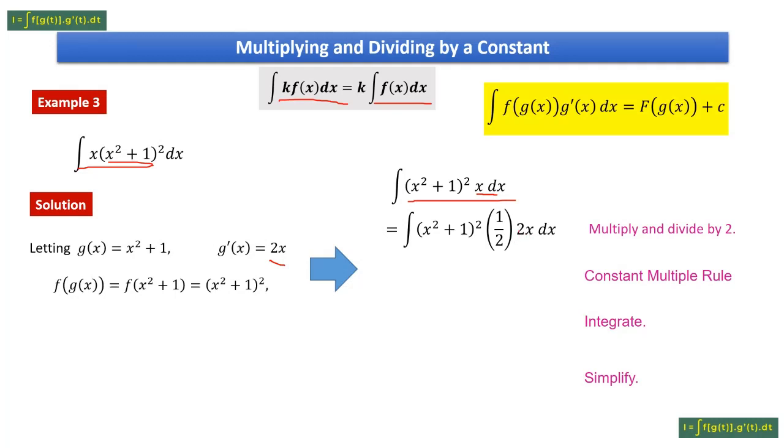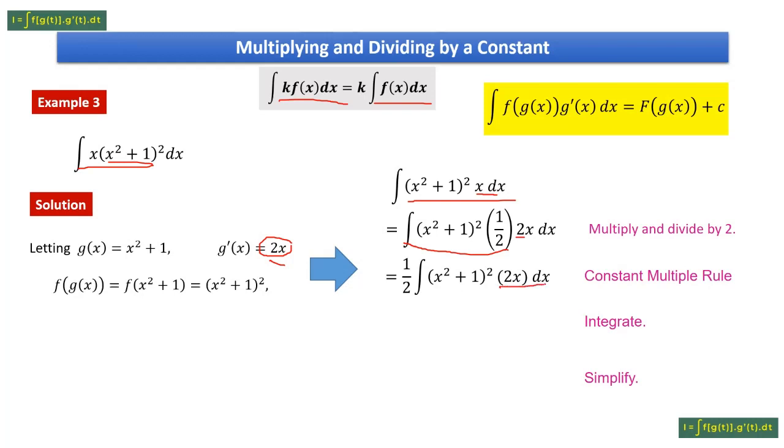So we introduce 2x here, and to balance it, we will multiply it by 2. We are not changing the expression, only its form, but the expression is still the same. Later on, we can kick out this one by the constant multiple rule. So it becomes 1/2 times the integral of (x squared plus 1) raised to 2, times 2x dx.